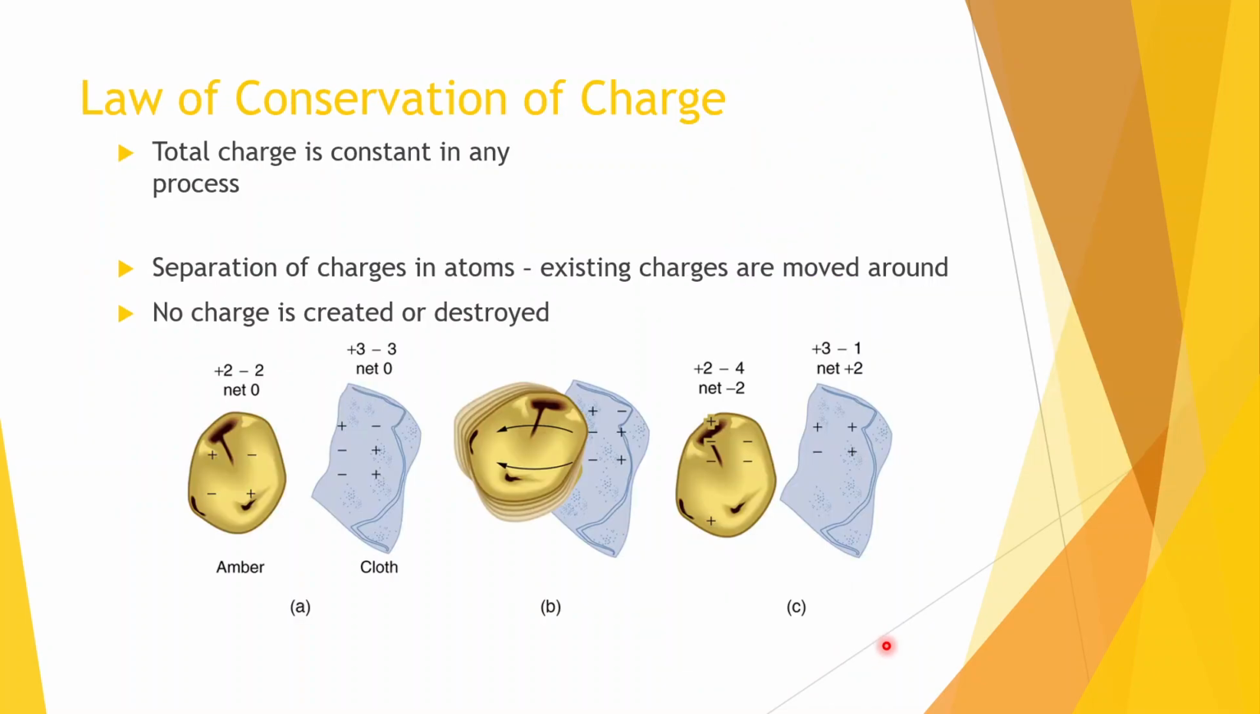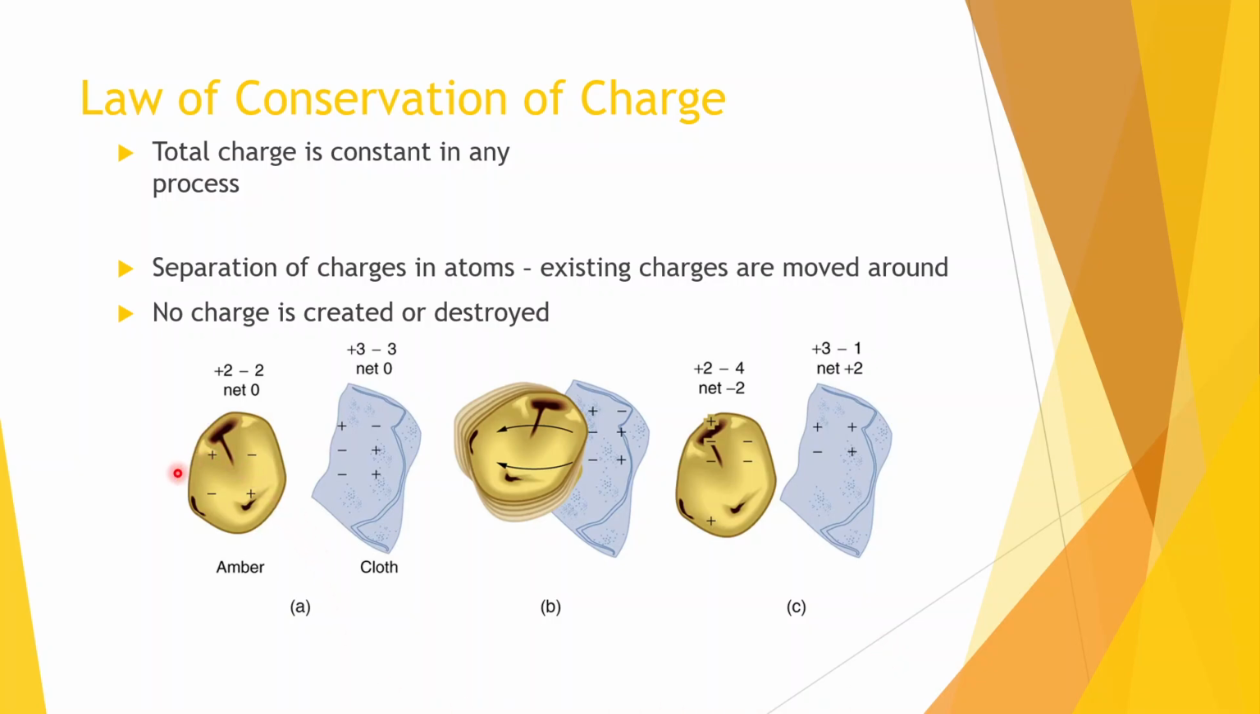Okay. So let's talk a tiny bit more about the law of conservation of charge. So again, total charge is constant in any of these processes. So we can separate charges in atoms, but the existing charges are moved around. They're not created or destroyed. So they're just kind of moved around, maybe swapped a little bit.